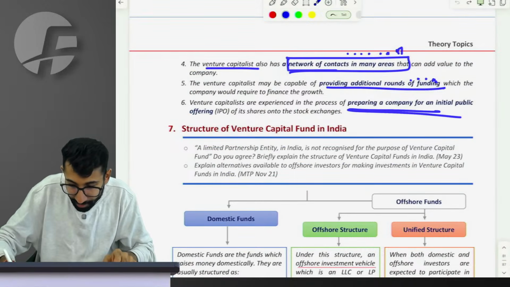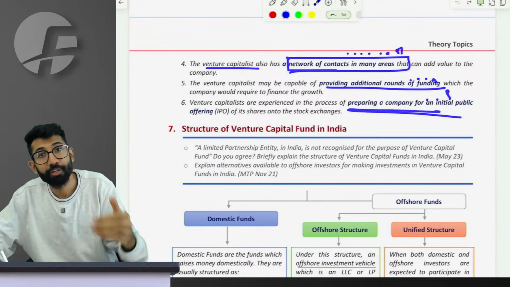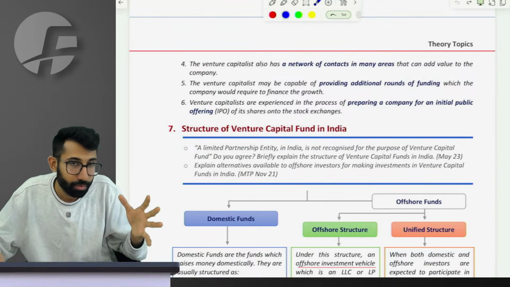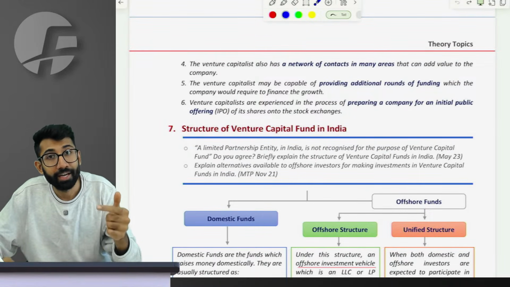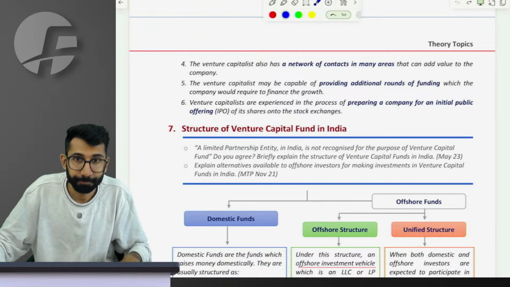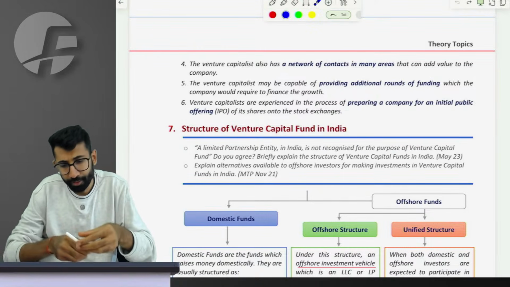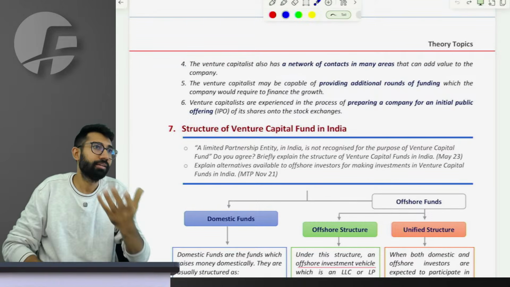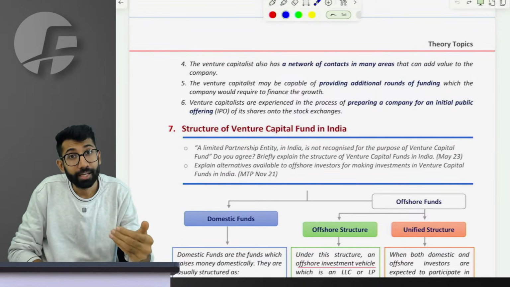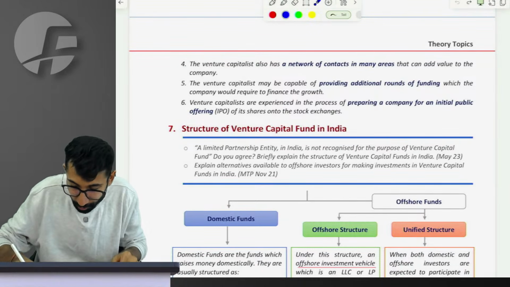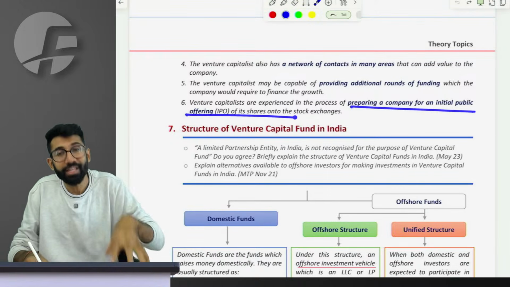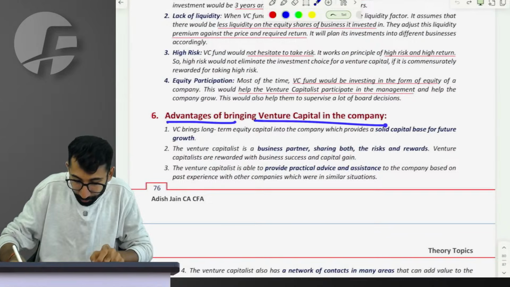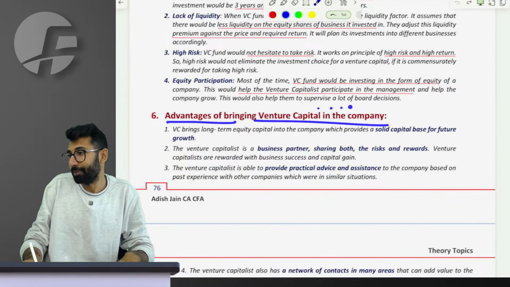The company also has the advantage that the VC will prepare the company for an IPO. Recently, I've observed that the entire market in the past one year was dominated by IPOs of primarily startups, right? For example, a lot of companies like Lenskart, Nykaa and various others have come up with IPOs. So the VC also prepares the company for the IPO, freeing up the capital of the VC as well as the promoter. This is the advantage of bringing a VC into the company.